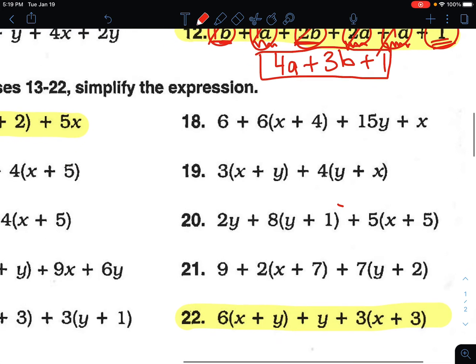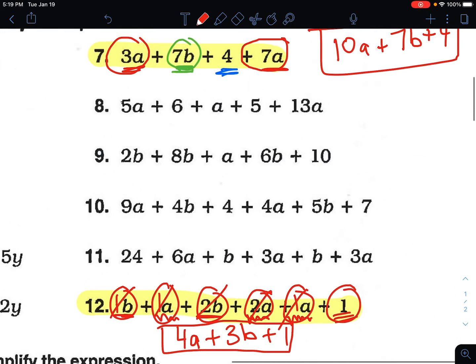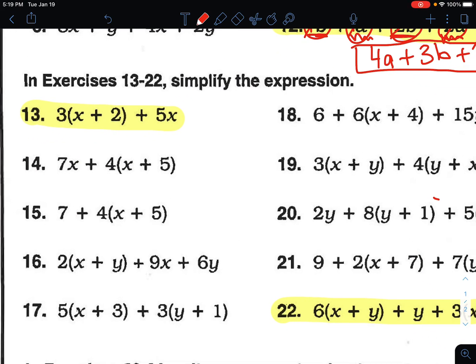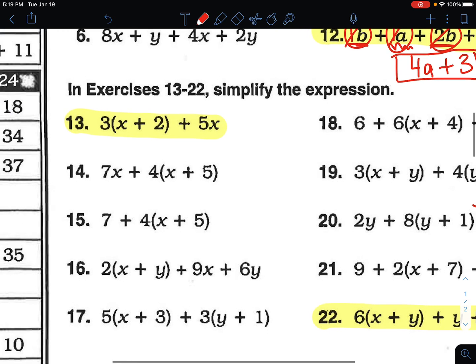So that's how you combine like terms. For exercises 13 to 22, you're going to simplify, which is, again, combining like terms. It gets a little bit more difficult because there is some distribution involved. We've got these parentheses right here, and we have a 3 right outside of it. So what we need to do is distribute this through.